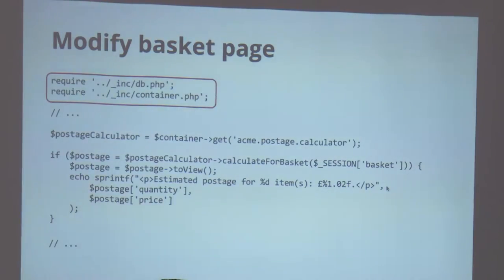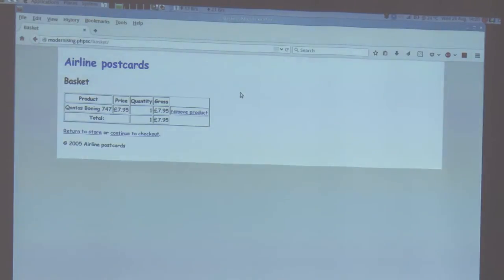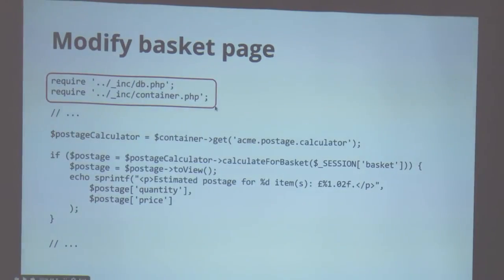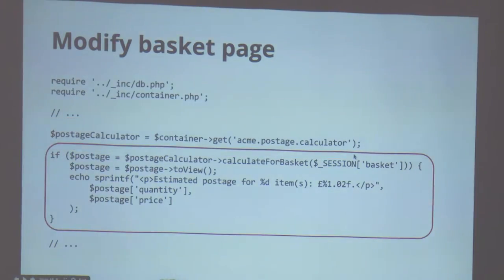So we're going to add it. Let me go back to the browser. On our basket page, we're going to add a line which tells how much it's going to cost to send those items. So on our basket page, you will need to add this container after the database is loaded. Then basically we take the postage calculator from the container. It's a registered service, so we can get it by name.